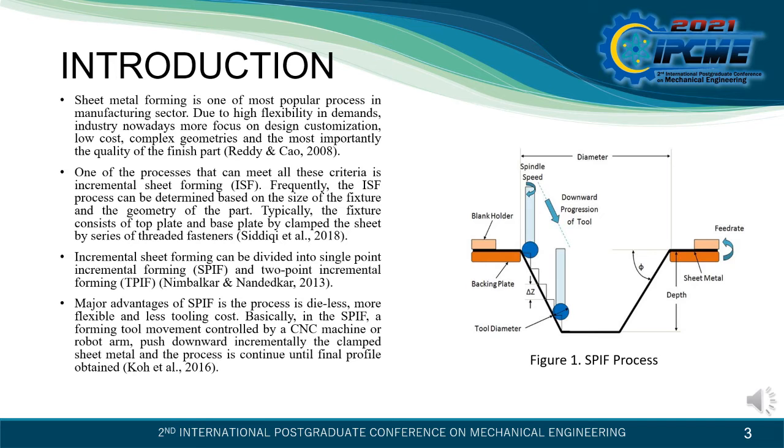So the working principle in single point incremental forming is that a forming tool moves, controlled by a CNC machine or robot arm. Then the forming tool pushes downward incrementally on the clamped sheet metal, and the process continues until the final profile is obtained.